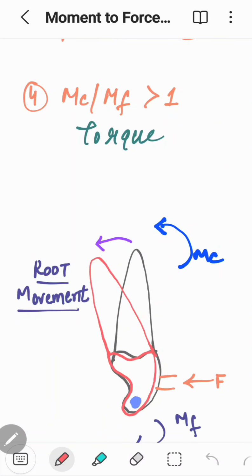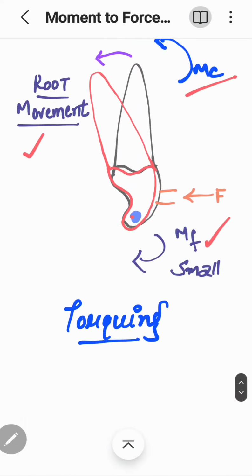The last situation is in which MC by MF is greater than 1. In this scenario, the counterbalancing force applied to the tooth to control the undesirable movement is greater than the MF value. It means there will be limited movement at the crown portion but the root will move. That root movement is called torquing.